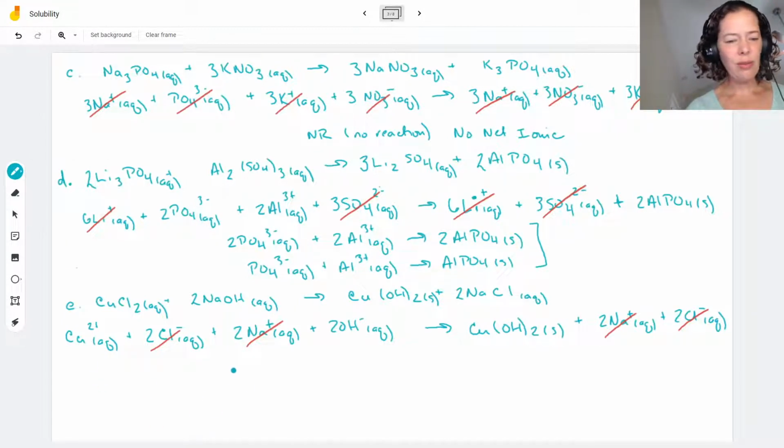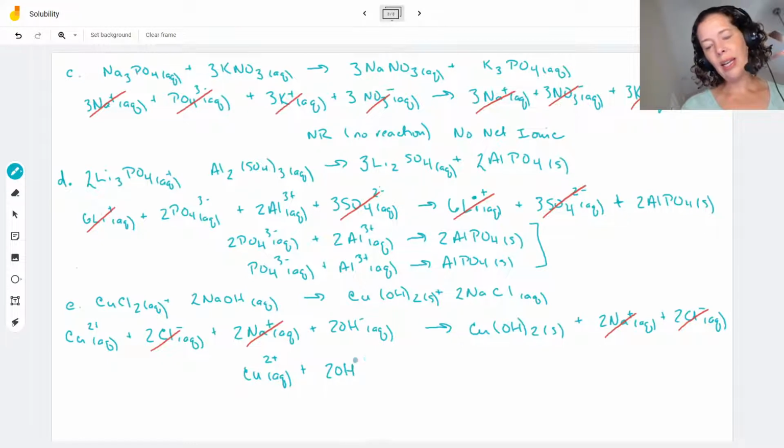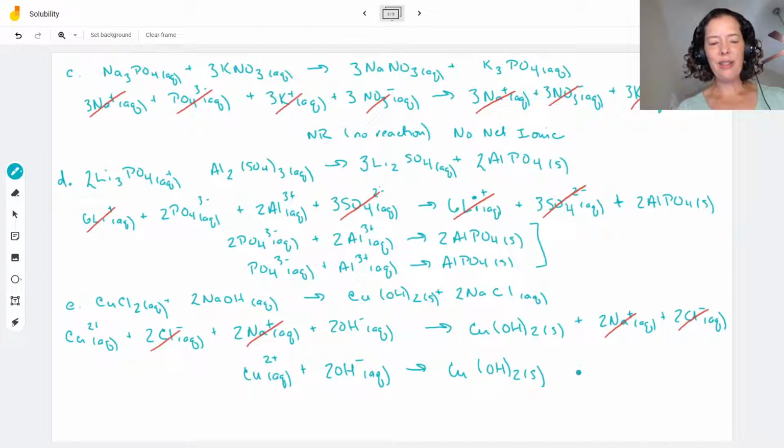Okay, so let's write net ionic. So I'm going to have my copper cation plus 2 hydroxide anions give me copper hydroxide, which is a solid. So again, just double check, make sure it's balanced. We're good.